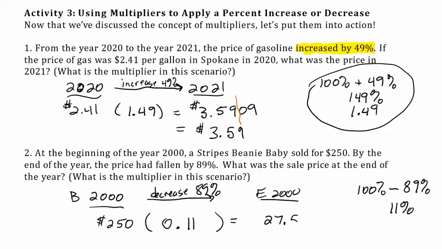Oh, that's so sad. That's not how much it decreased. That is what it's worth. If you're losing 89% of the value, you're losing almost all the value of the item. Okay, so hopefully this idea of multipliers makes sense to you, because it's an extremely important idea. If you have questions, make sure you reach out.